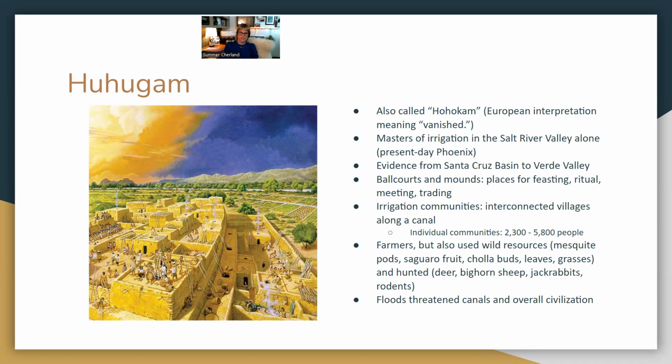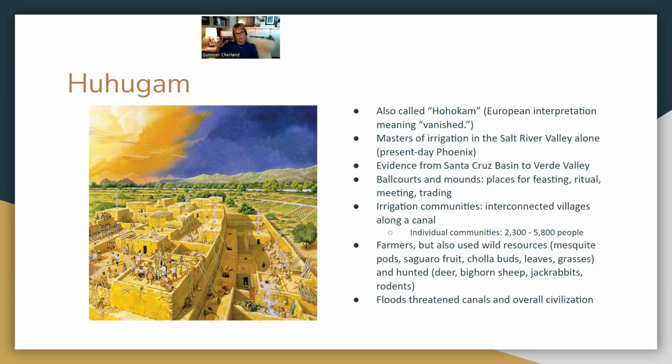They were kind of the center of civilization. We know that through their irrigation, they created communities that were interconnected. The theory is that they may not have been a huge empire at some point, but they might have just been interconnected villages along the canal.